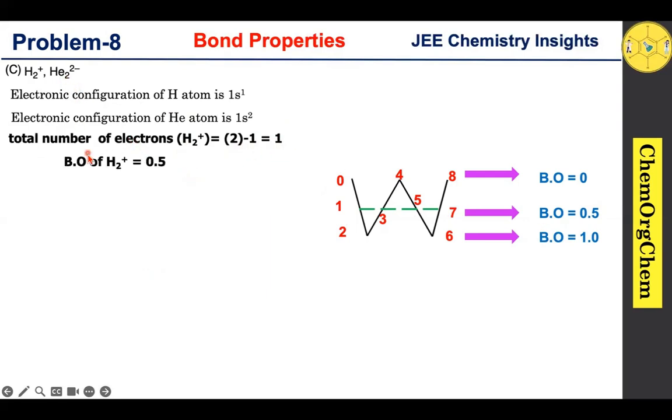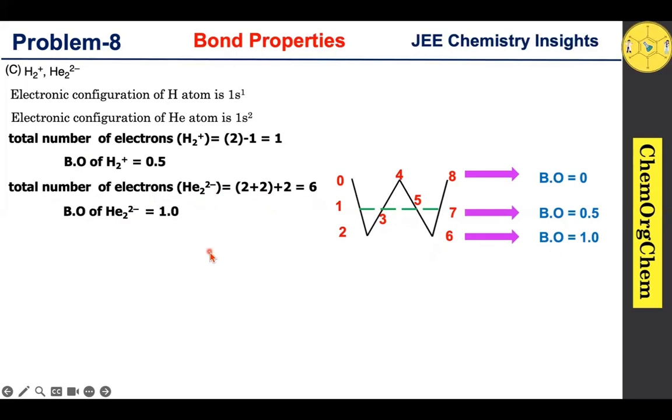Next, moving on to He2 2 minus. The total number of electrons in He2 2 minus: here 2 helium atoms, so 2 plus 2, and 2 negative charges, which means we need to add 2 electrons. So the total number of electrons in He2 2 minus is 6. 6 is here. The bond order of He2 2 minus is 1.0.